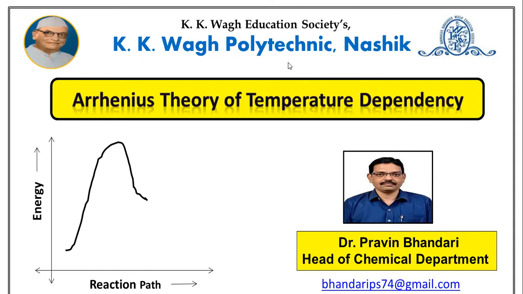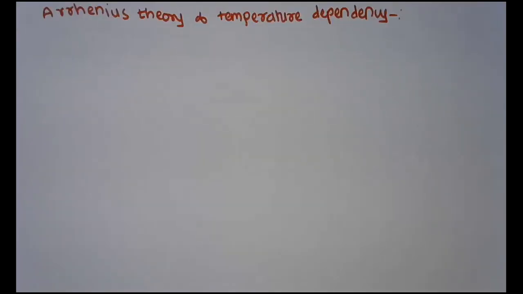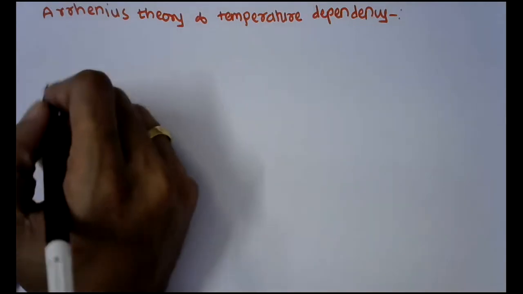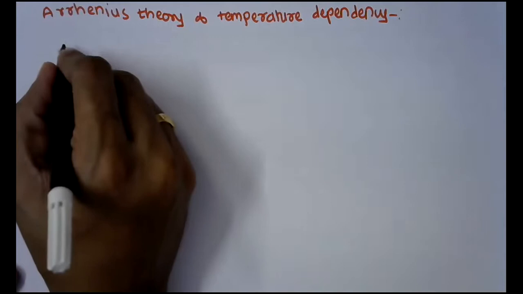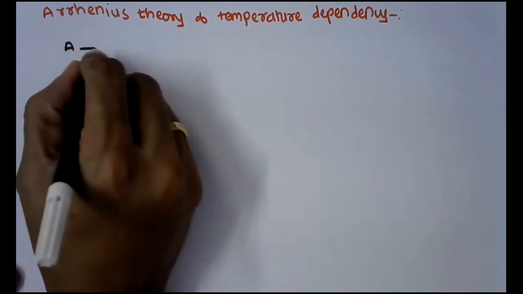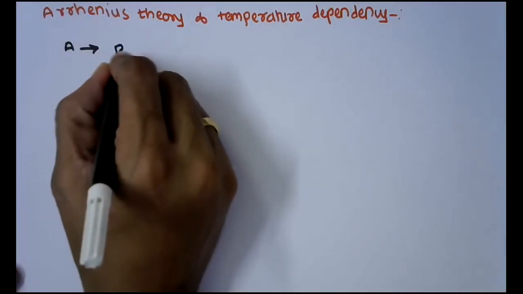Now, it has been reported that Arrhenius theory is the best approximation to explain the temperature dependency of rate constant. Now, exactly what is this theory? That we are going to understand. Now, consider the reaction A gives P.